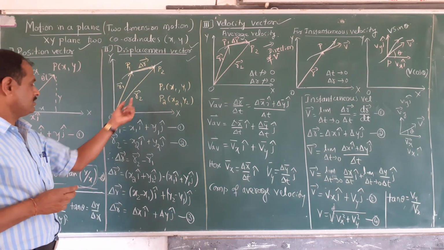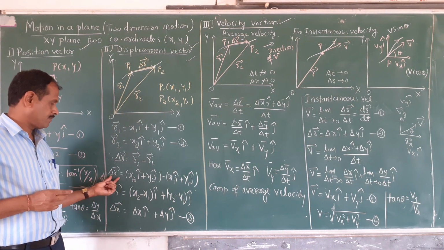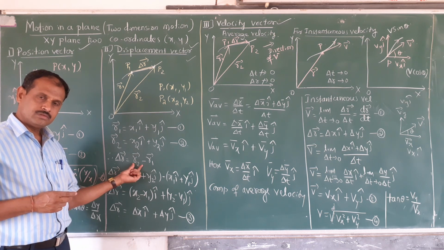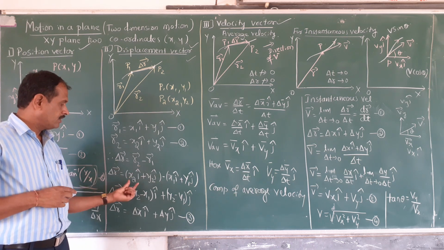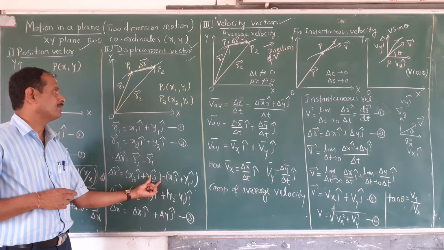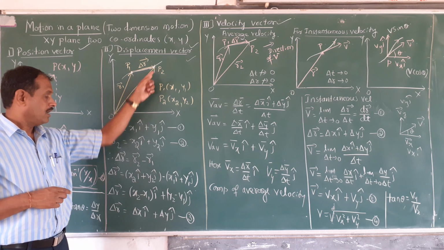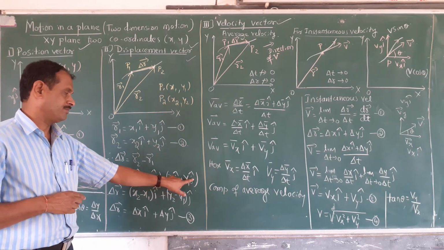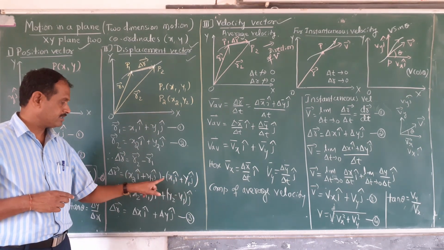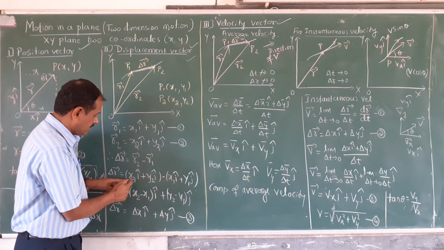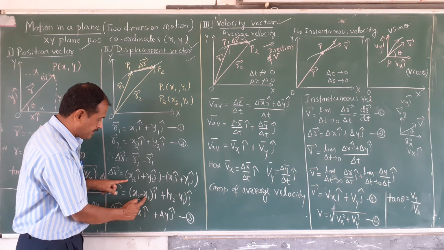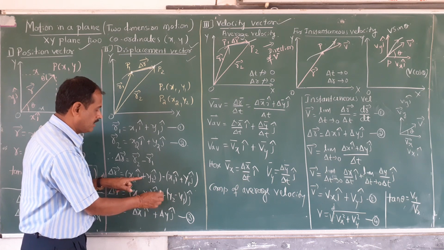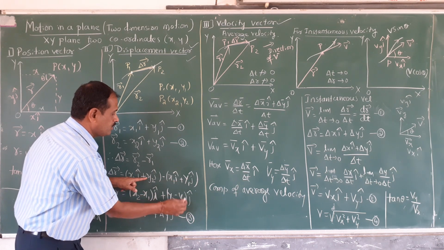Yes. You come to the point. Displacement vector, that is vector r2, the position vector for the position P2. This is x2 i cap plus y2 j cap. And for position P1, x1 i cap plus y1 j cap. Minus is there. i cap is common here. x2 minus x1 into i cap, plus y2 minus y1 into j cap.